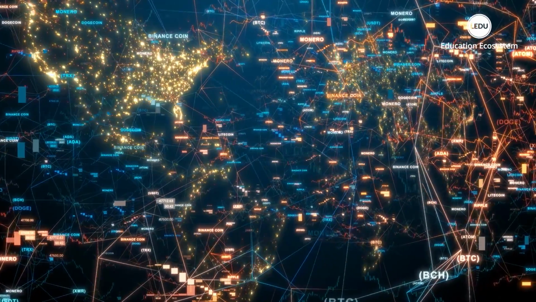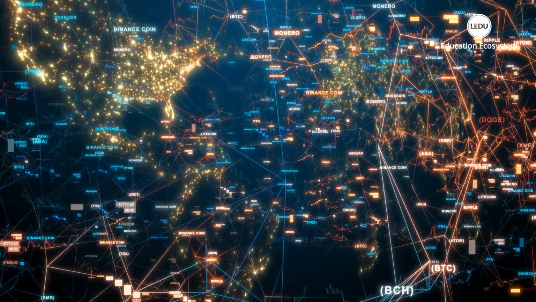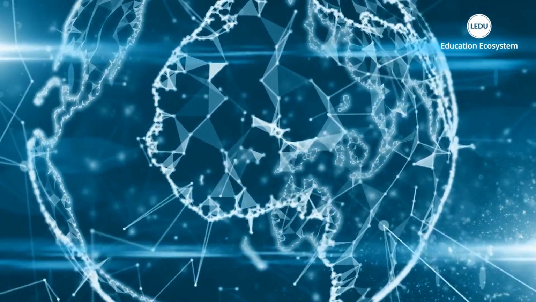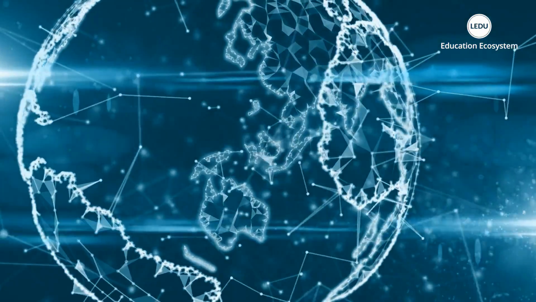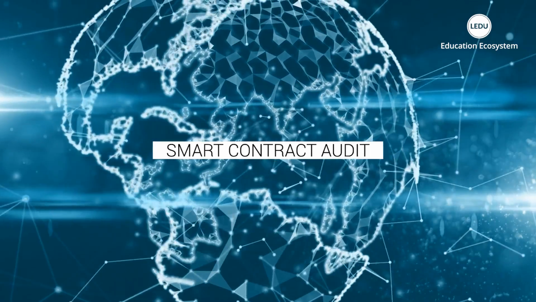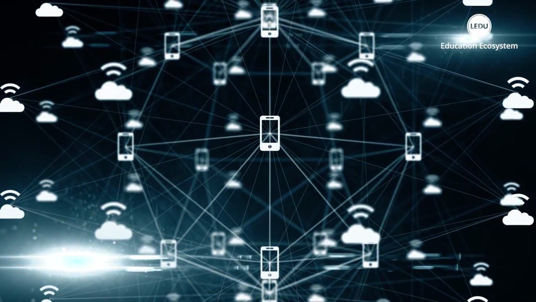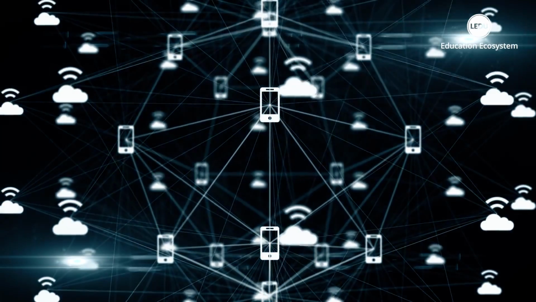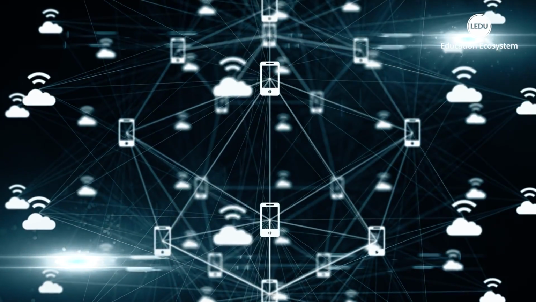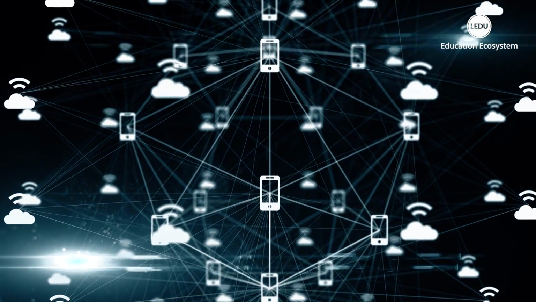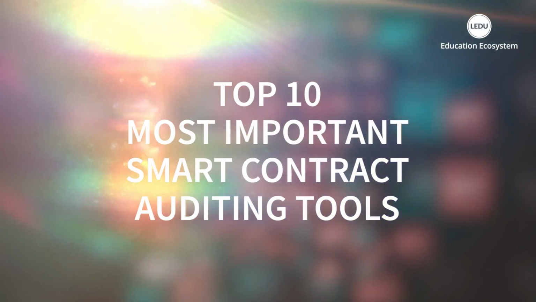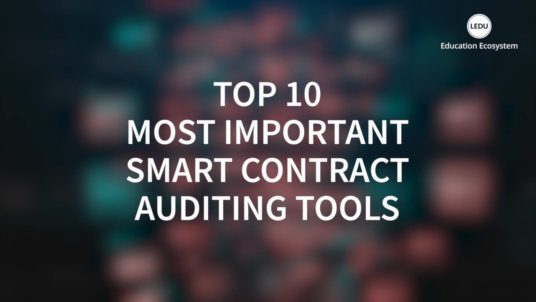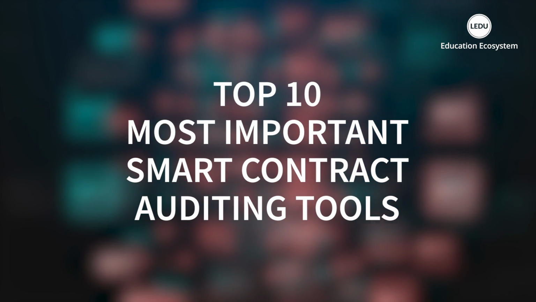The security of a blockchain project is one of the key elements for its success. Therefore, one of the most important aspects for ensuring the security of a blockchain project is the smart contract audit. An accurate and detailed audit of a smart contract helps to detect and eliminate bugs, semantic inconsistencies, and vulnerabilities. In this video, we will discuss the top 10 most important smart contract auditing tools.